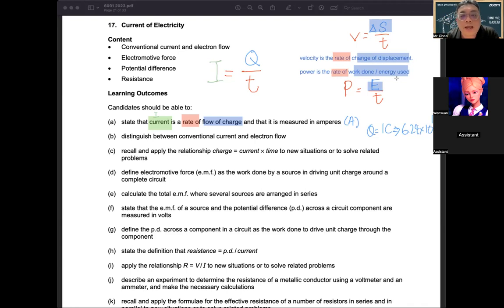Okay, so you understand the idea? I'm trying to let you understand the concept, not just memorize that current is a rate of charge. I want you to understand what this means. Up to here, are you okay?